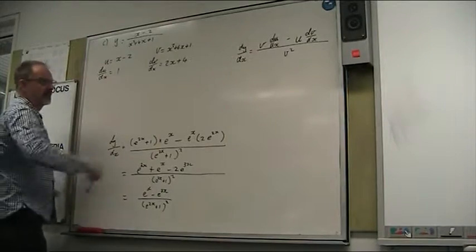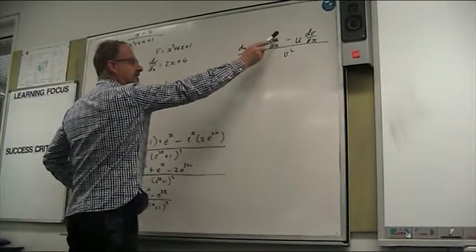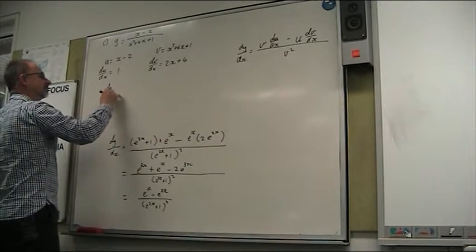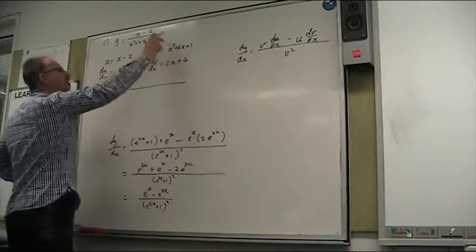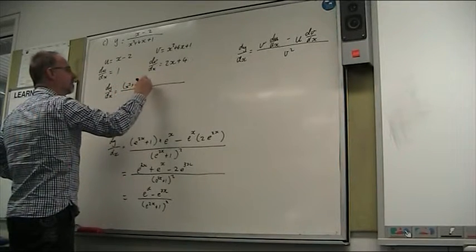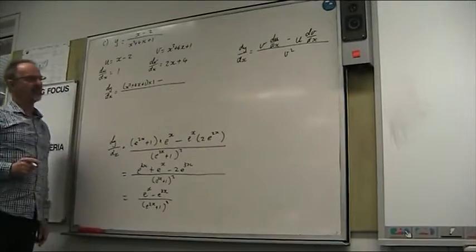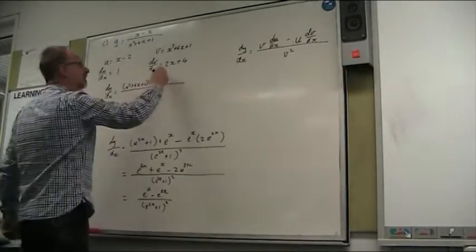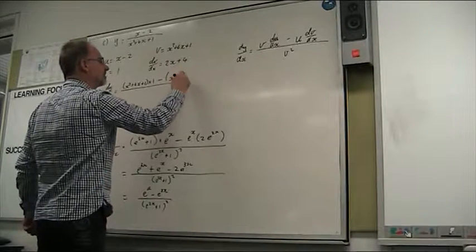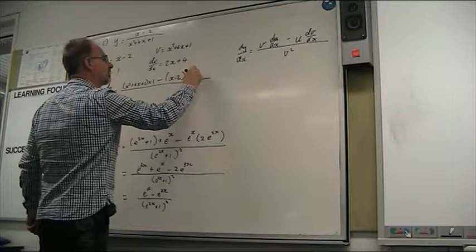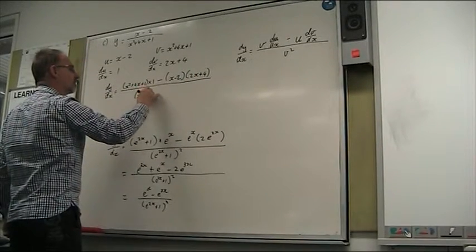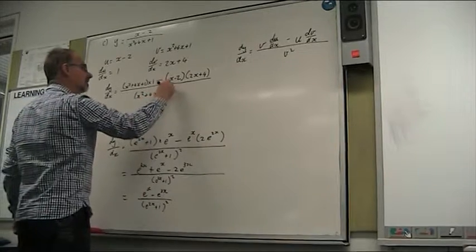So then we follow the quotient rule. V times the derivative of u. So x squared plus 4x plus 1 times 1. From that we take u times x minus 2 times 2x plus 4, all over x squared plus 4x plus 1 squared.